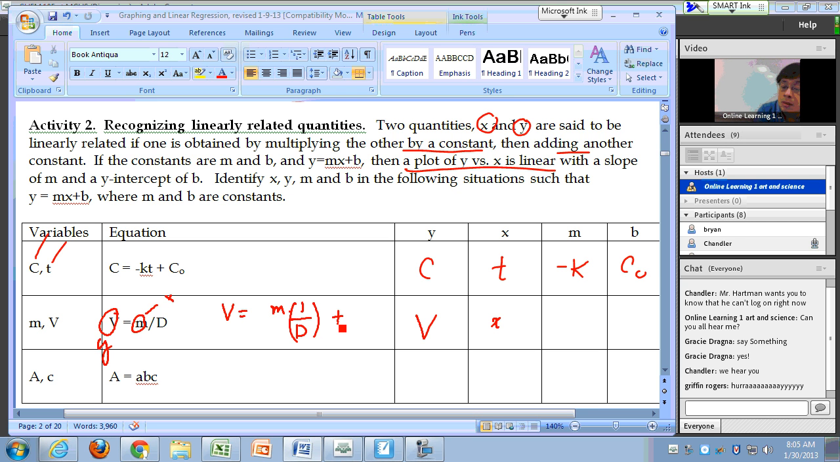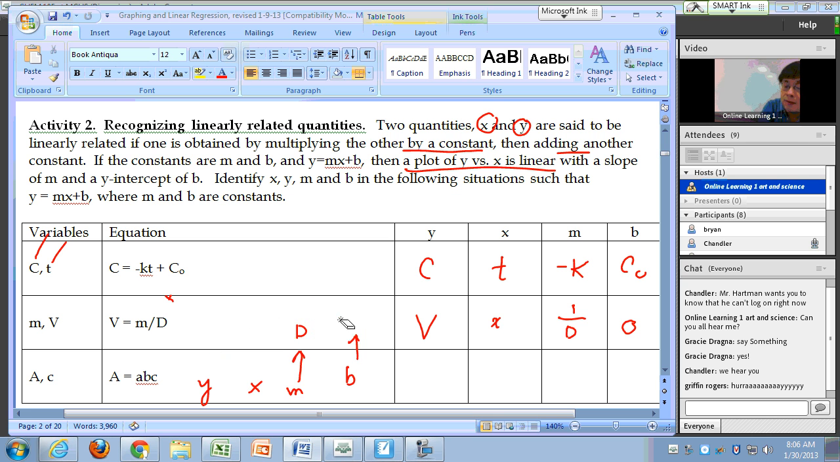So I can say then that the number that I'm multiplying my x with, so this is my x and this is my y, the number that I multiply my x with, that's going to be my slope. So my slope is going to be 1 over d, and my intercept here, obviously in this particular case would just have to be 0. So that's your y-intercept.